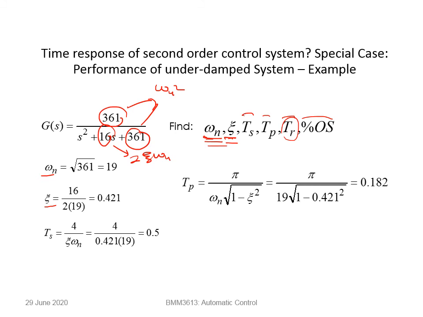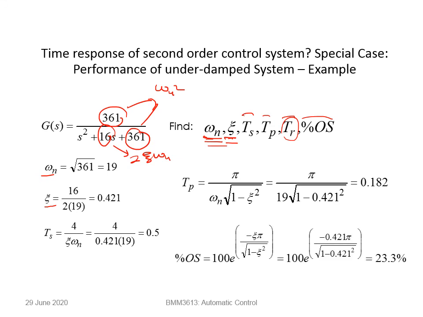And then we can also calculate the peak time. Peak time is this formula, right? So peak time is pi over omega n times the square root of 1 minus zeta squared. And then we can also calculate the percentage of overshoot, which is 100 times the exponential term. So it will equal 23.3%. So we have 23.3% of overshoot. It means that if we have a time response like this, this portion is basically 23% of the steady state value, right? So that's how you calculate that.